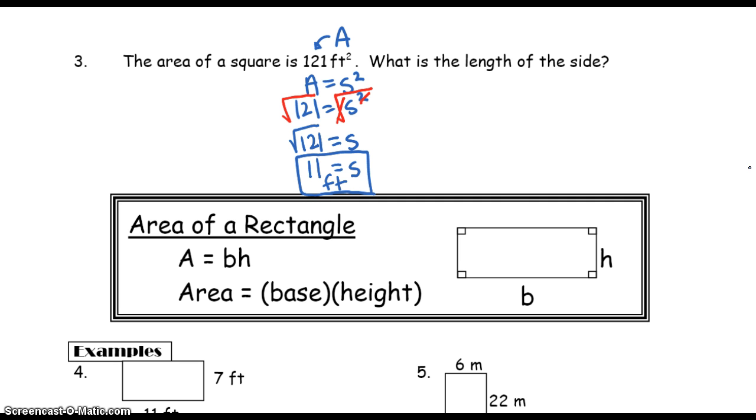So you may have learned it as length times width, but we'll use base times height when we do problems in my class. So let's go ahead and move on to number 4.